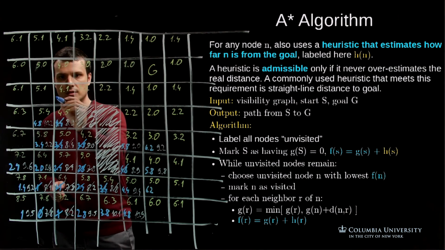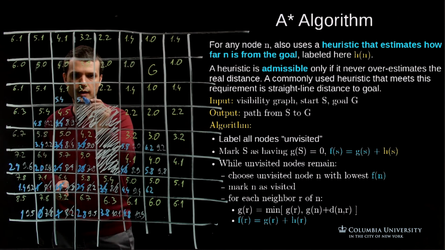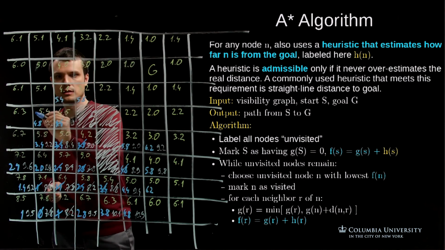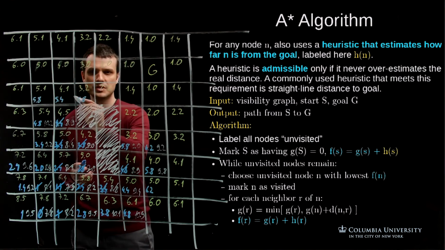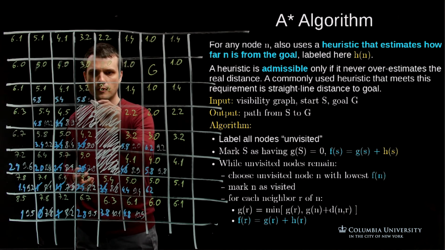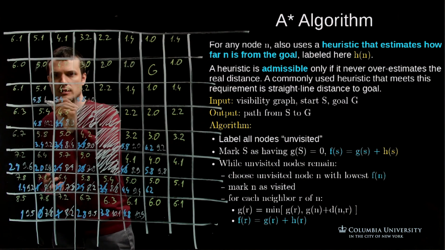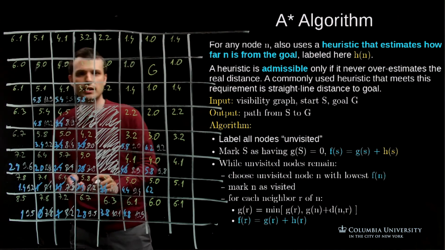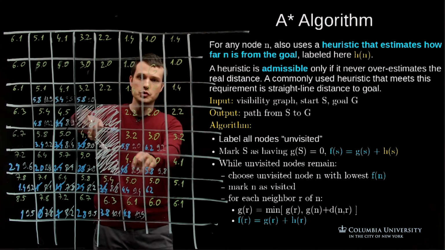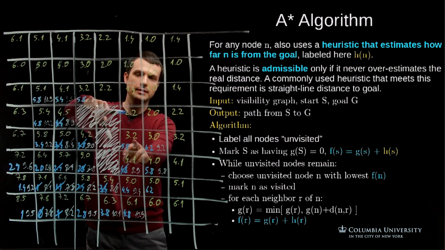And I update 5.4, 5.8, 5.8, and then sums 9.0, 9.5, 10.9. So now I have two 9.0s that I'm going to visit.